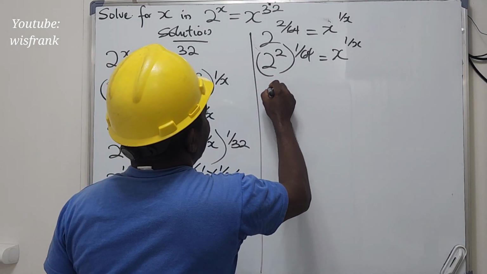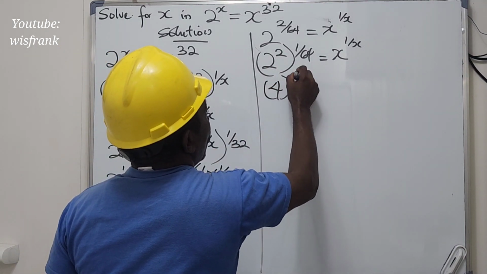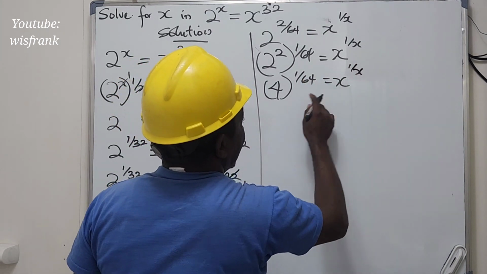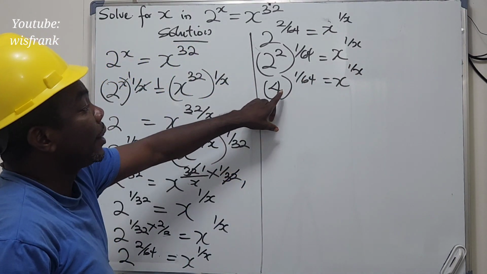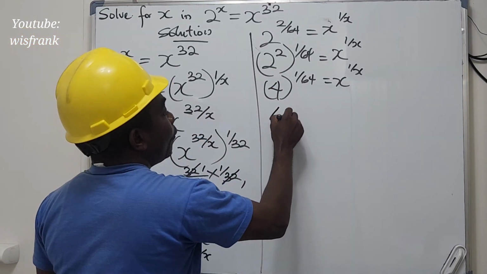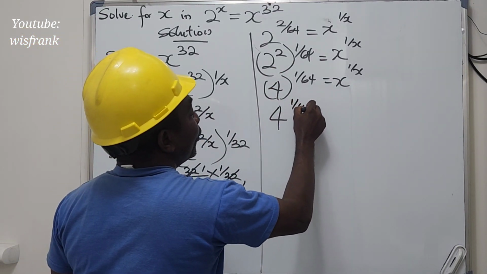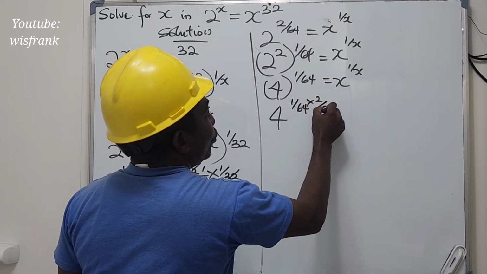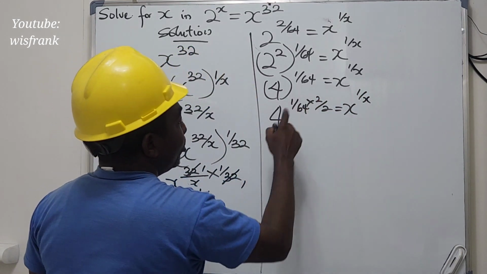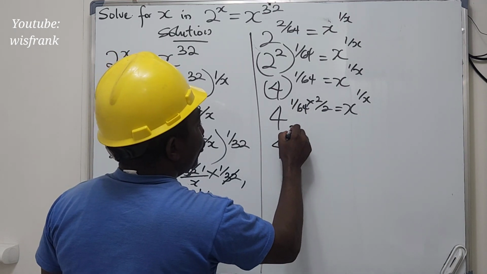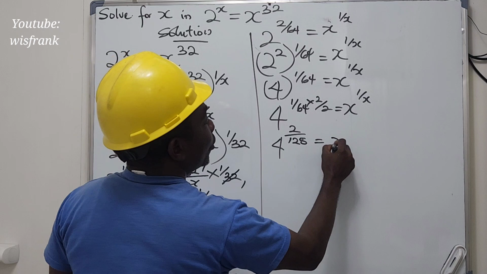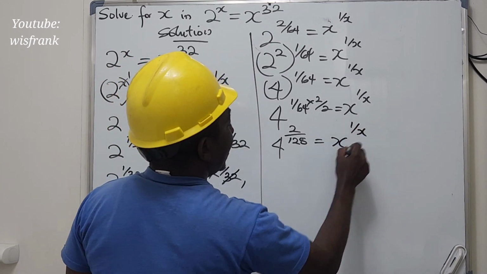So this can be written as 4 to the power of 1 all over 64 equals x to the power of 1 all over x. So doing this, we can take another 1, that is 2 over 2. So this will become 4 to the power of 1 all over 64 times 2 over 2 equals x to the power of 1 all over x. We can multiply here. We have 4 to the power of 2 all over 128 equals x to the power of 1 all over x.